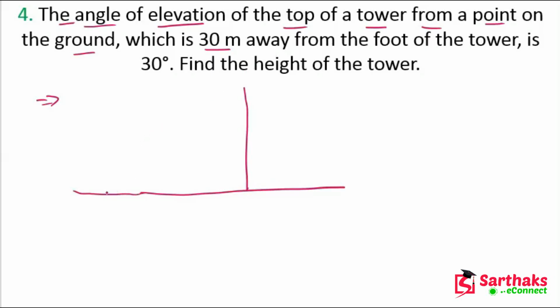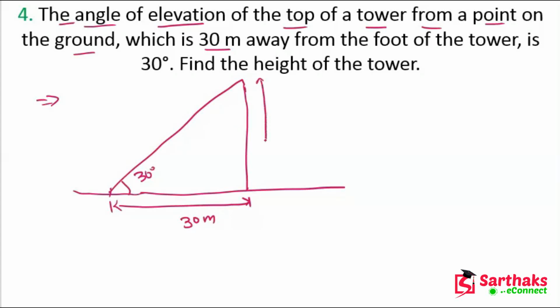Okay, so let's suppose from this point the angle of elevation is 30 degree, and the distance between the foot of the tower and this point is 30 meter. Now we have to find this distance, this height. So A, B and C. So this is a very easy question, my dear friends. We can easily find this height.